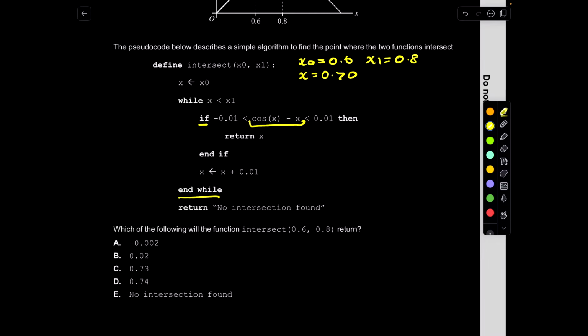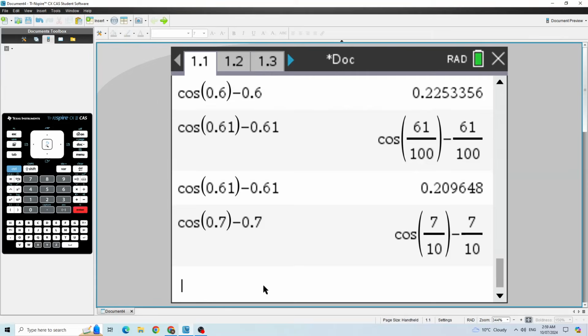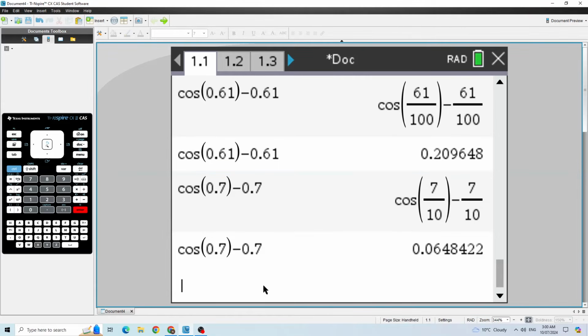Let's put this in our loop. Is it in here? So what's cos of 0.7? That's going to give me 0.062. Now, it's still not in between them. It's still out, but we have got so much closer. What about if I do 0.75?